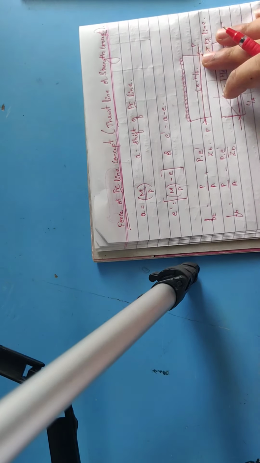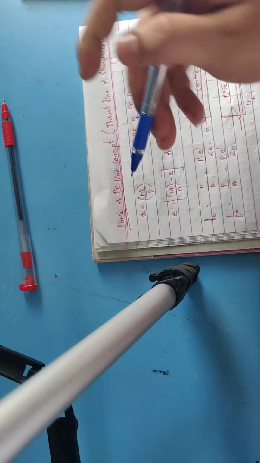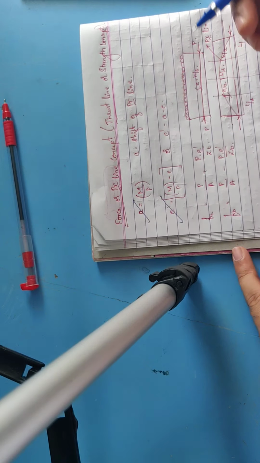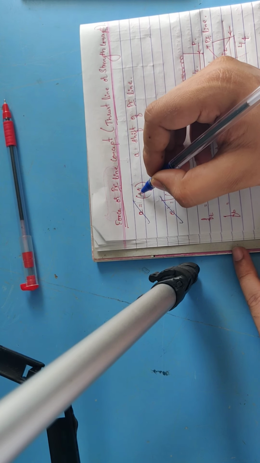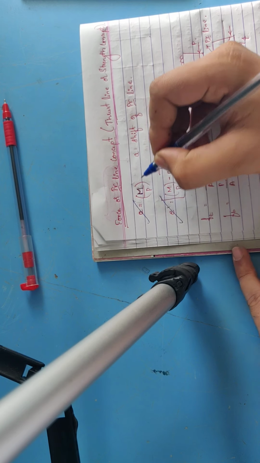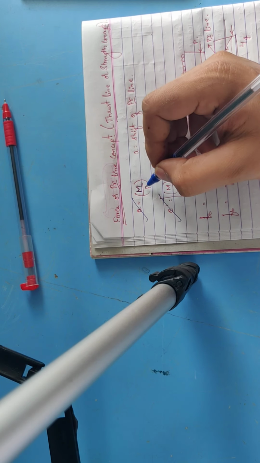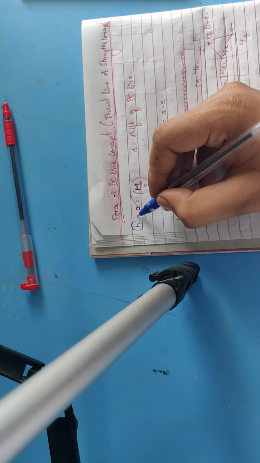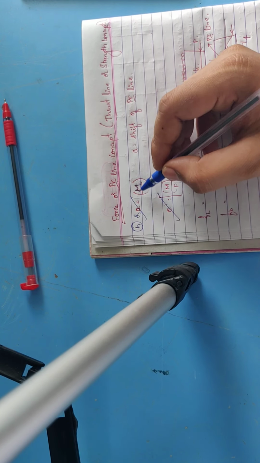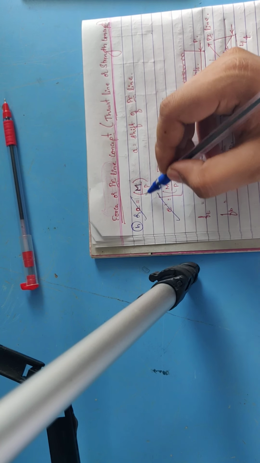So here, don't get confused. Just remember this formula and this formula. A is nothing but the shift of the pressure line. How much it has been shifted is given by M upon P. You can call it A or H. It is given by M upon P.